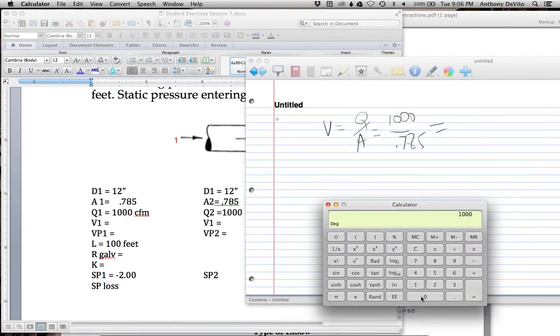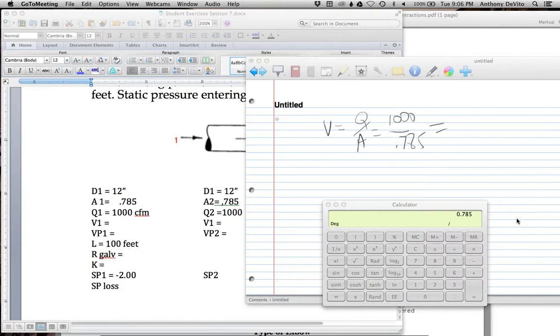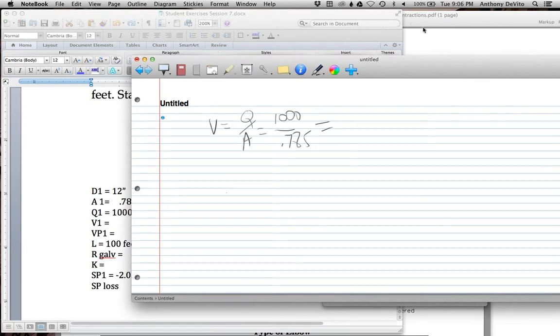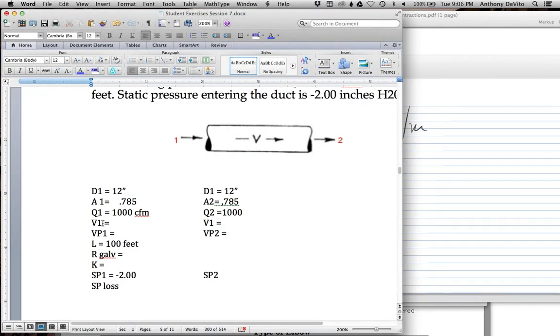1,000 divided by 0.785. My phone just went off. Let me just check, make sure it isn't these guys that are on. Okay, what do you guys get? 1274? Okay, 1274. What's the units? Velocity? Feet per minute. Okay, good. So velocity is 1274 feet per minute, same velocity, because we didn't change the diameter.